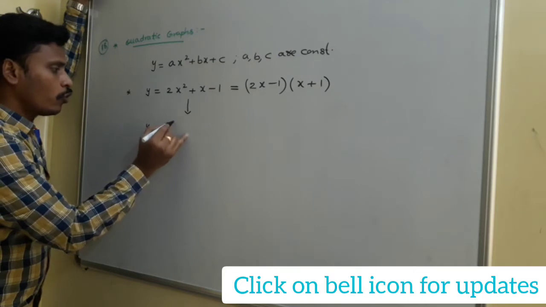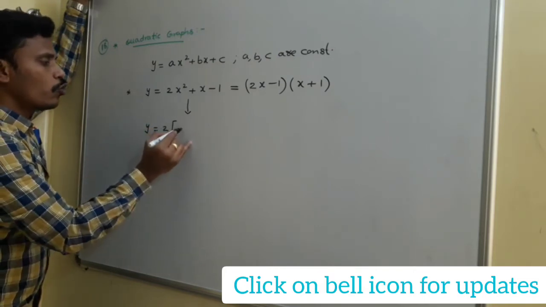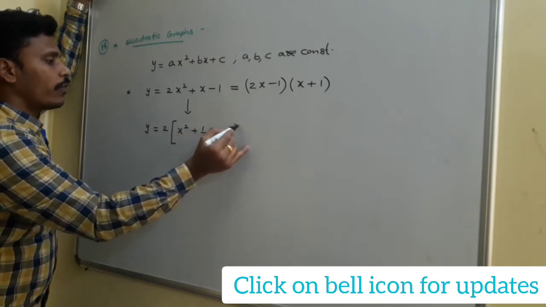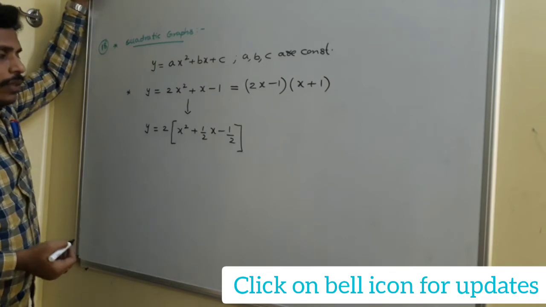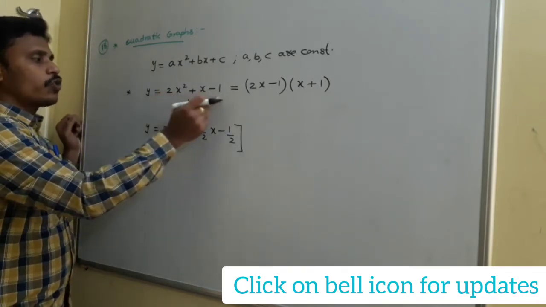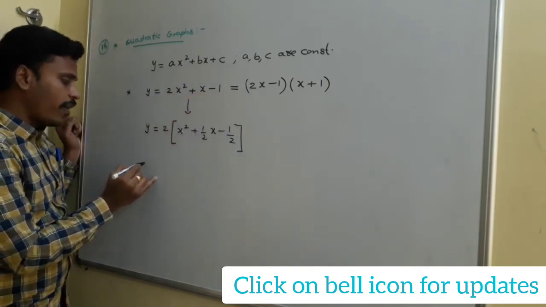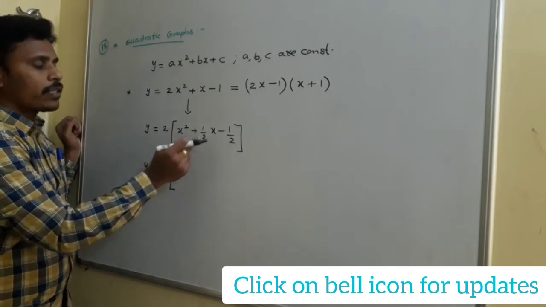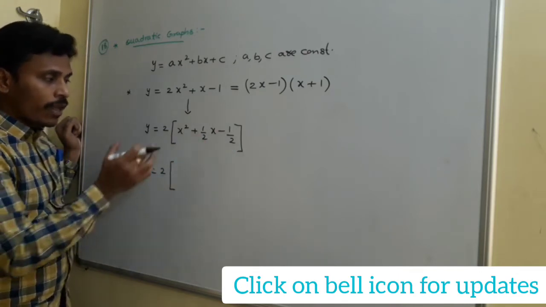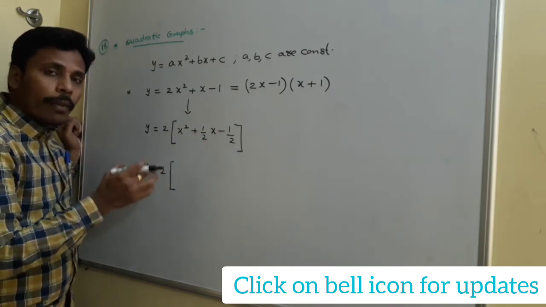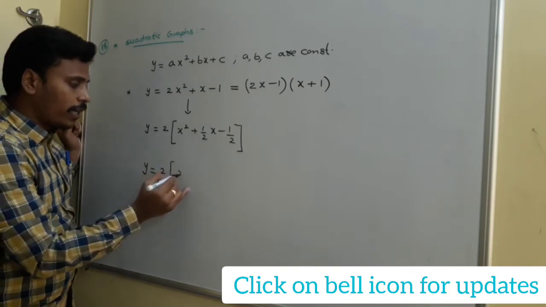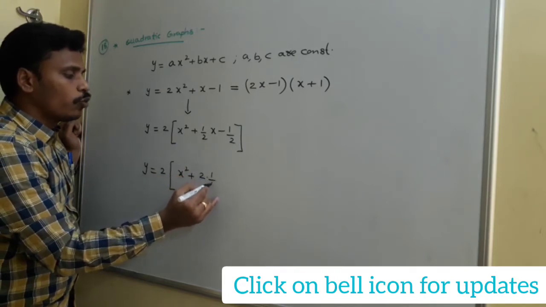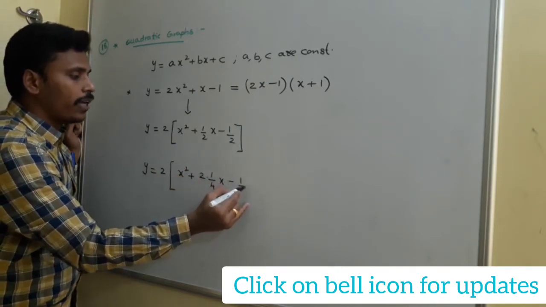If you common out 2, what will happen? y is equal to 2 times of x square plus 1 by 2 into x minus 1 by 2. Is there anything wrong? Nothing, right? I just commoned out 2 from 2x square plus x minus 1. In the next step, y is equal to 2 times of x square plus 1 by 2 x minus 1 by 2. I am trying to make a perfect square here. For that, x square plus 1 by 2 x can be written as 2 into 1 by 4 x minus 1 by 2.